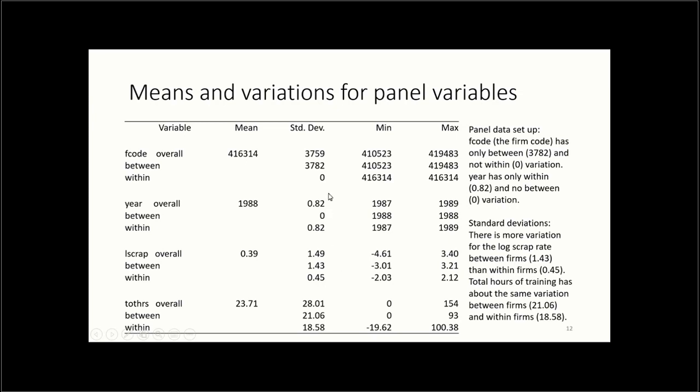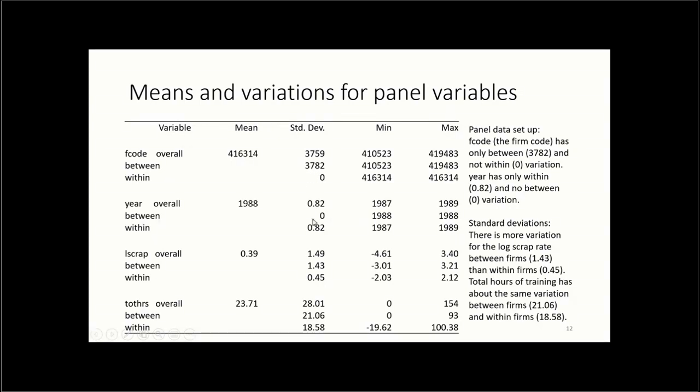So notice here what we would have. The between standard deviation is this number, and the within standard deviation is 0 for the F code variable. That is the firm code. Now, no one would really calculate means and standard deviation of this variable, but it just shows you that the between variation is all of the variation and it has no within variation. Why? Because F code does not vary over time. It's the same for each firm, and it only varies from one firm to the next.